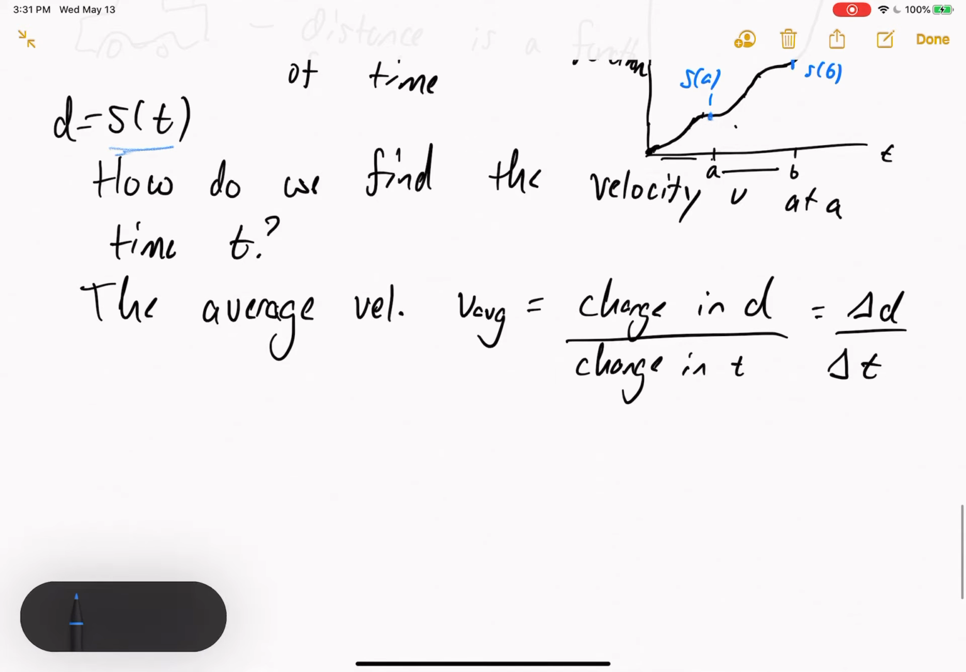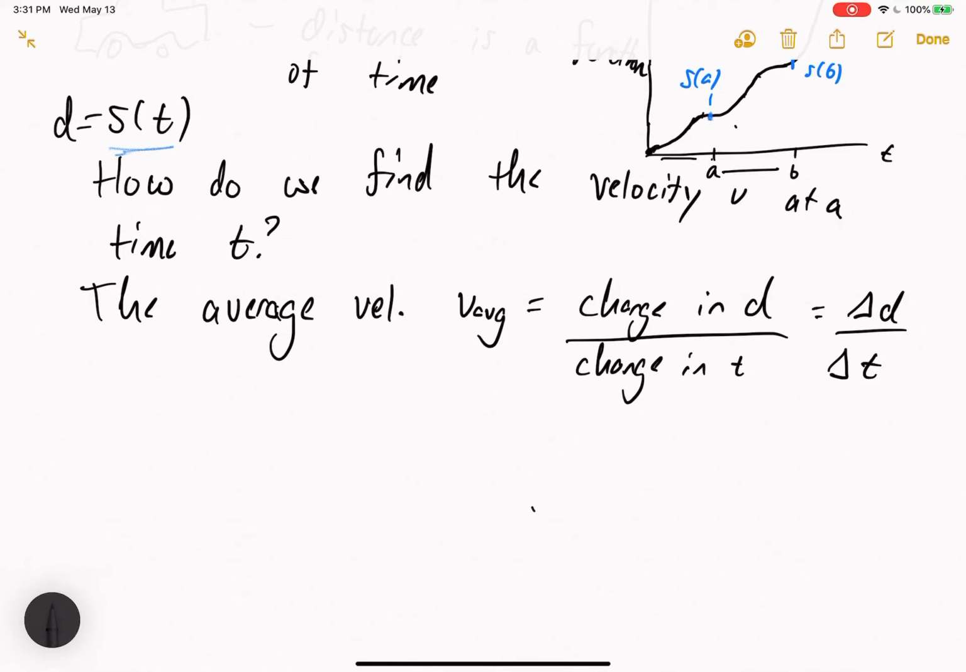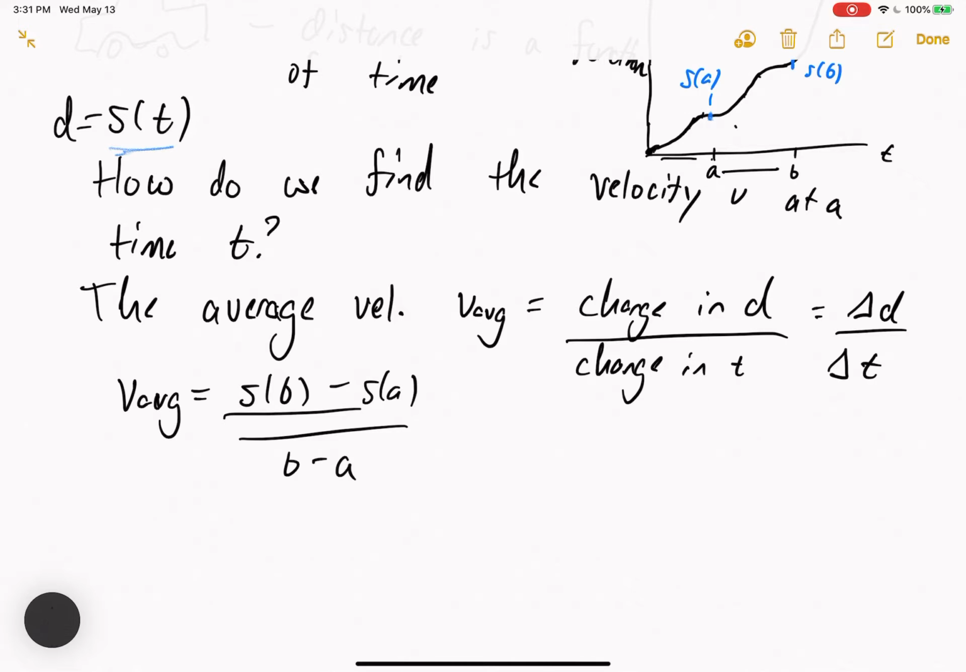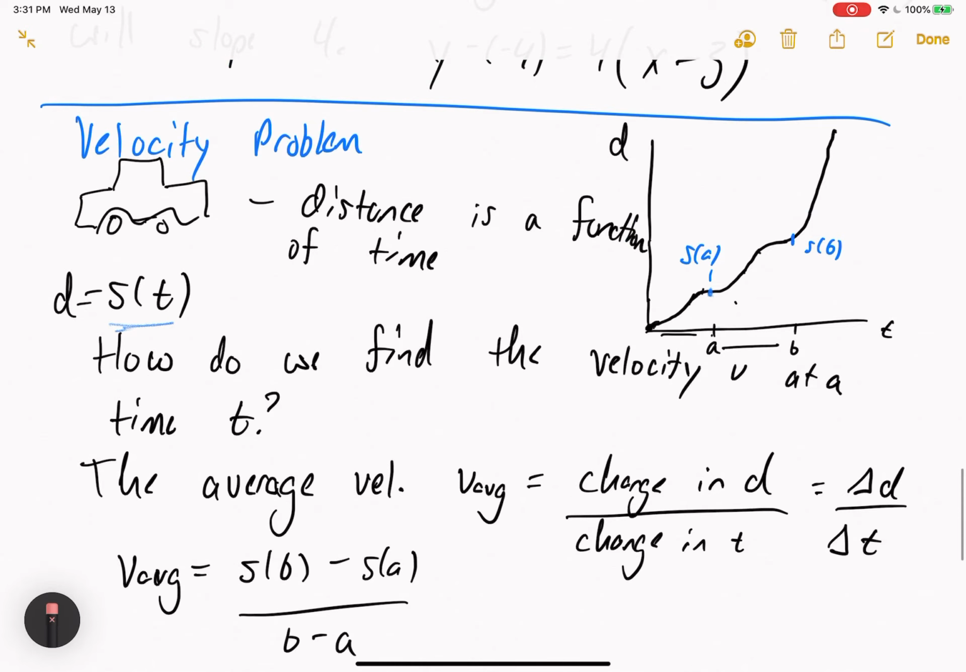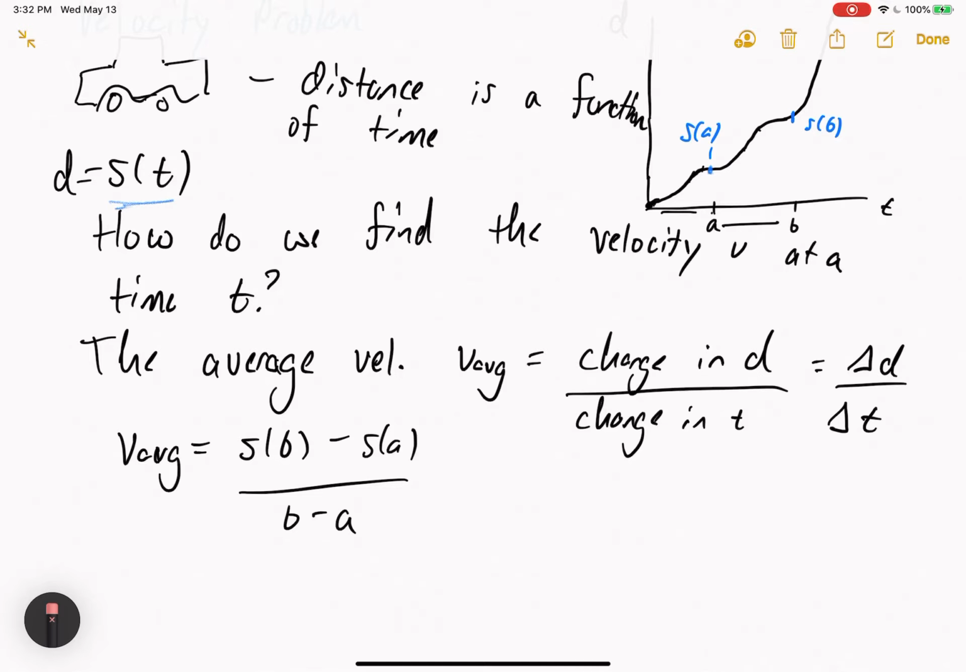So we define the average velocity of our car driving us to Walmart. In this case, v average will be equal to s of B minus s of A over B minus A. Here, this is our change in distance, because we defined the y-axis to be distance. So the height of that will be a change in distance, and from A to B will be the change in time. So we find v average is s of B minus s of A over B minus A.